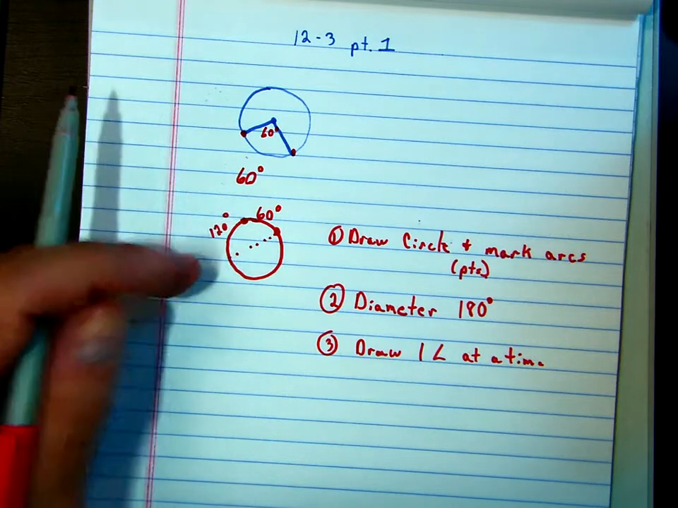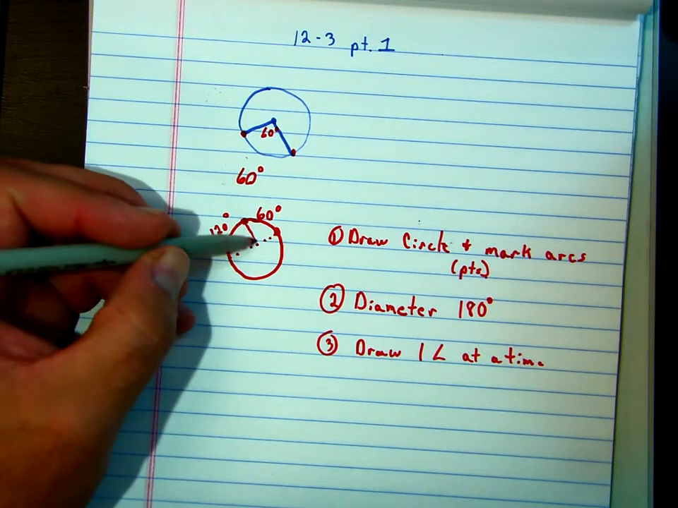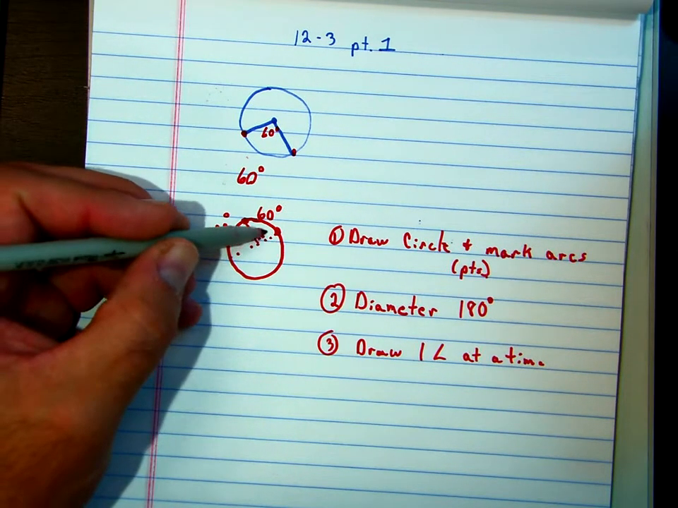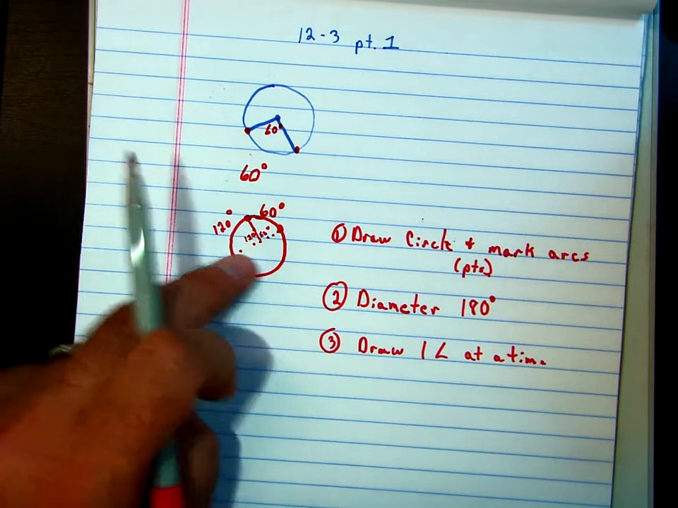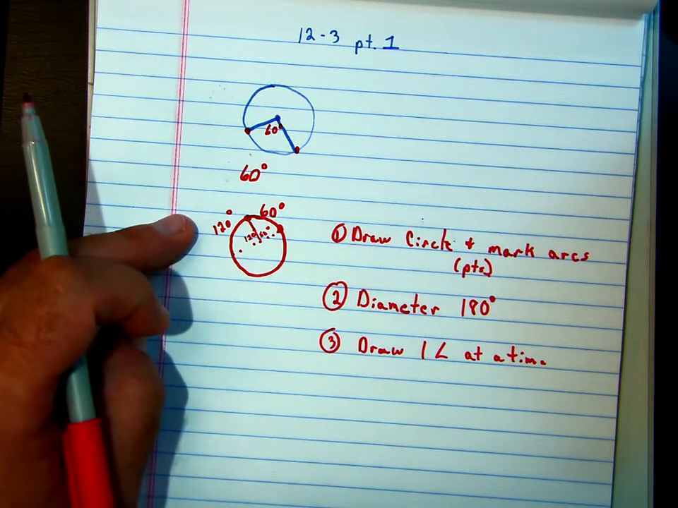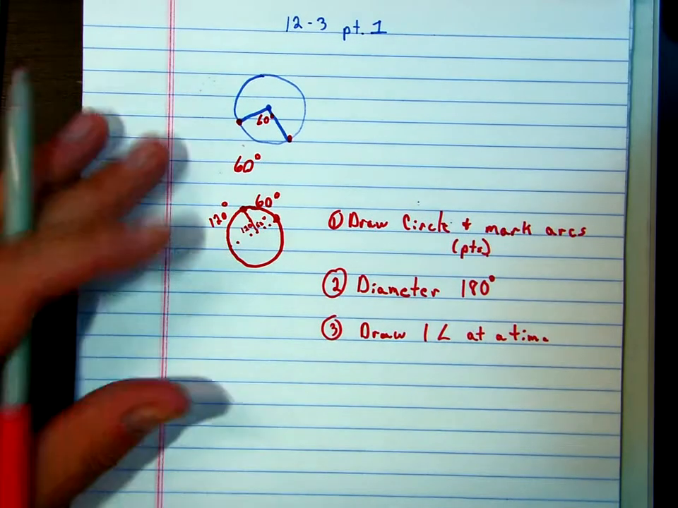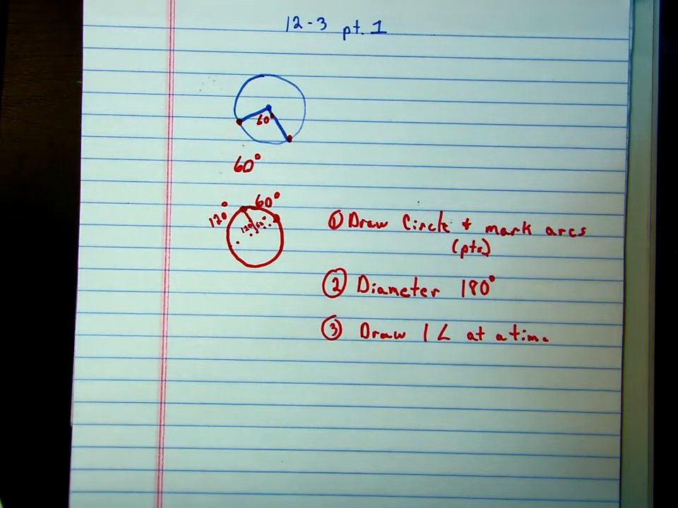Okay? Now the central angle is easy. The angles and arcs are the same. So that means this angle would also be 60 degrees and this angle would be 120. Okay? Because central angles and their arcs are identical. All right. So now we talk about inscribed.